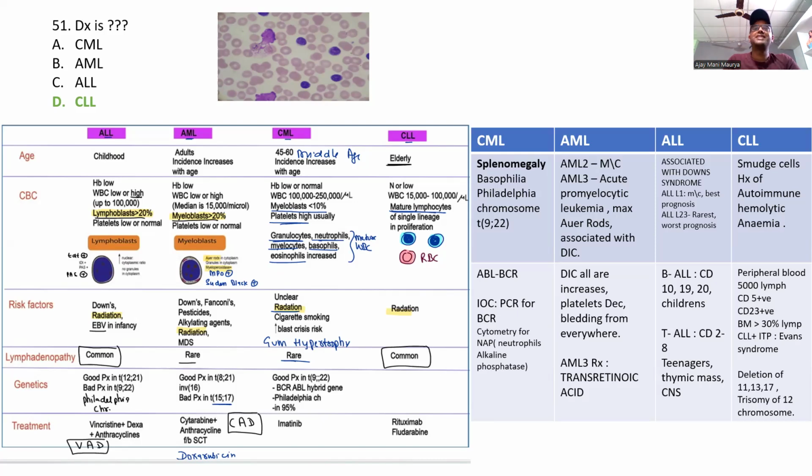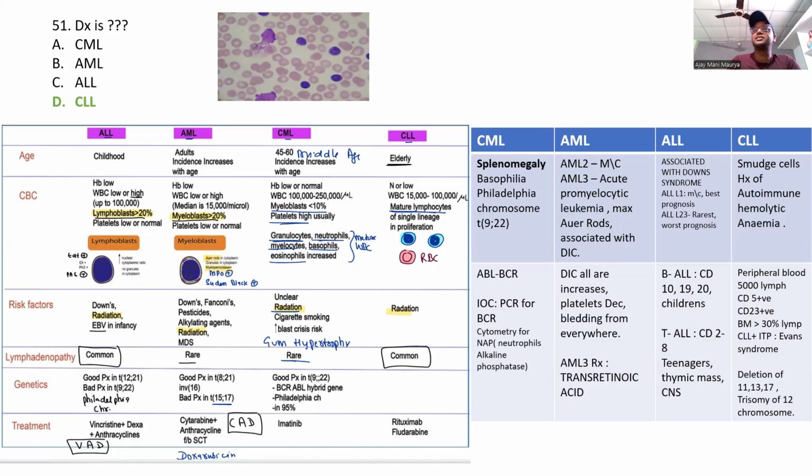Okay, so next one is AML. See guys, for AML, just remember type 2 is the most common. Type 3 is called acute promyelocytic leukemia. It contains maximum Auer rods, which is associated with DIC also. And guys, in DIC all are increased except the platelets, which decrease, and there is bleeding from everywhere. So what is the treatment for AML3? It is all-trans retinoic acid.